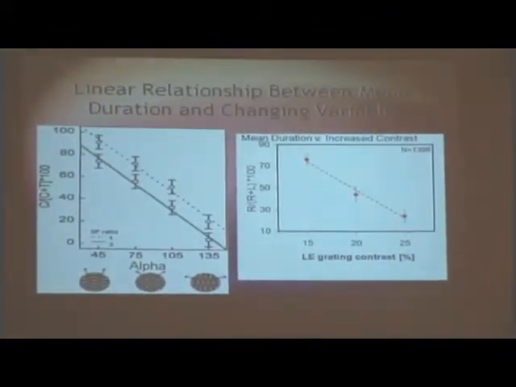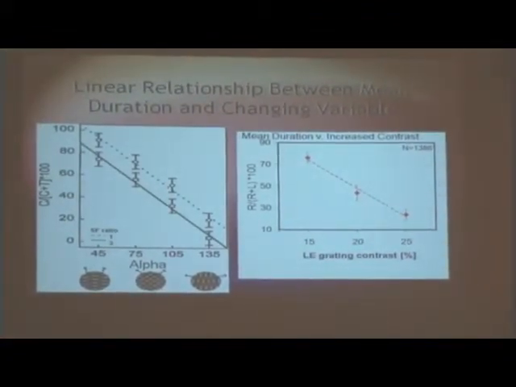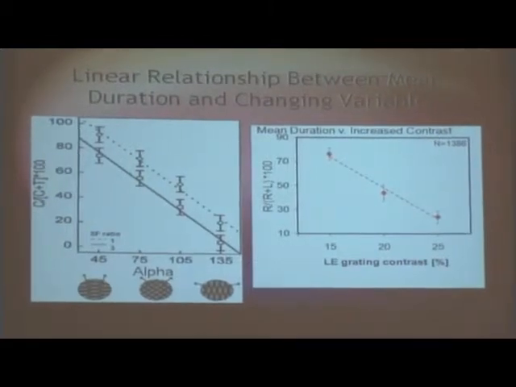There's also a linear relationship between the mean duration, which is the average time that you see a percept, and the variable that's changing. In this case, the alpha can change, and the alpha is the angle between the two lines, or the contrast can change. You can also have the wavelength change, for example. On the y-axis is the mean duration time, and the x-axis is the variable, and the dominance, or the time that you see the percept, is going to decrease as the variable increases, and that happens to be true for alpha and contrast.